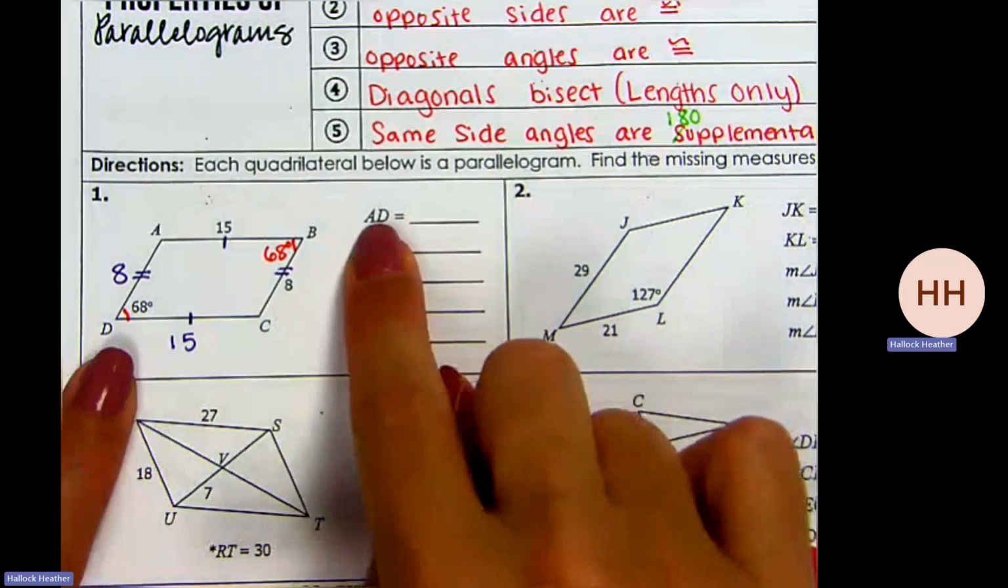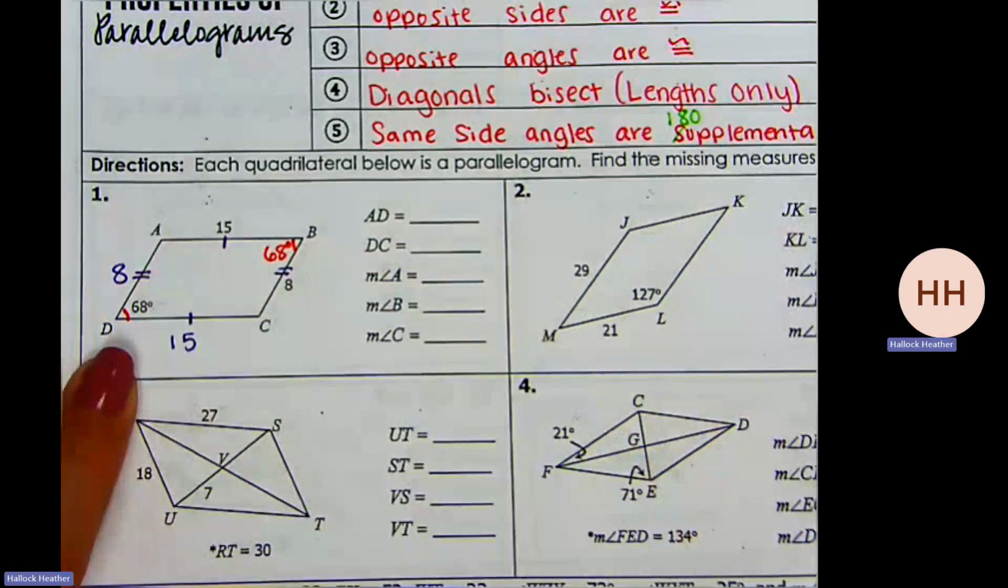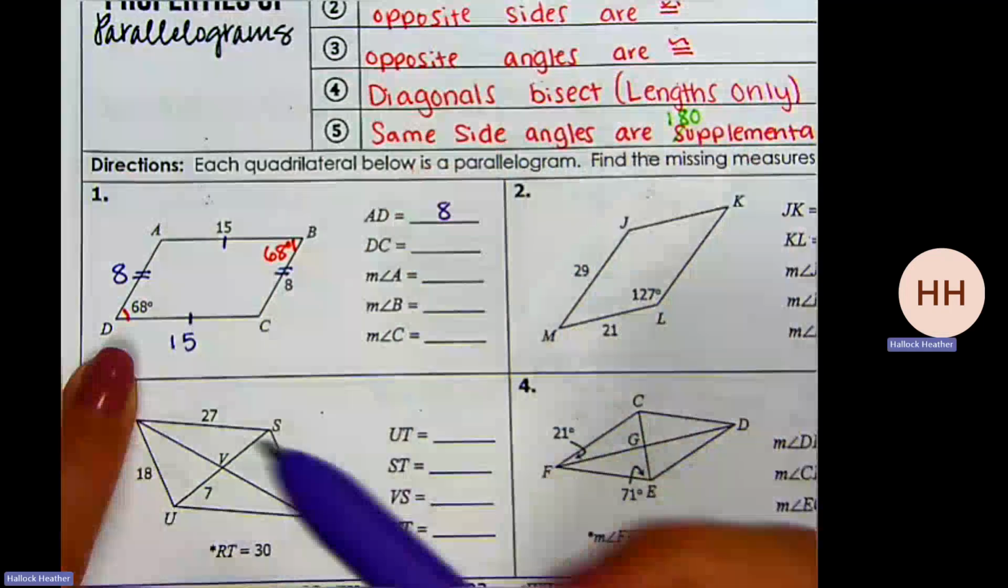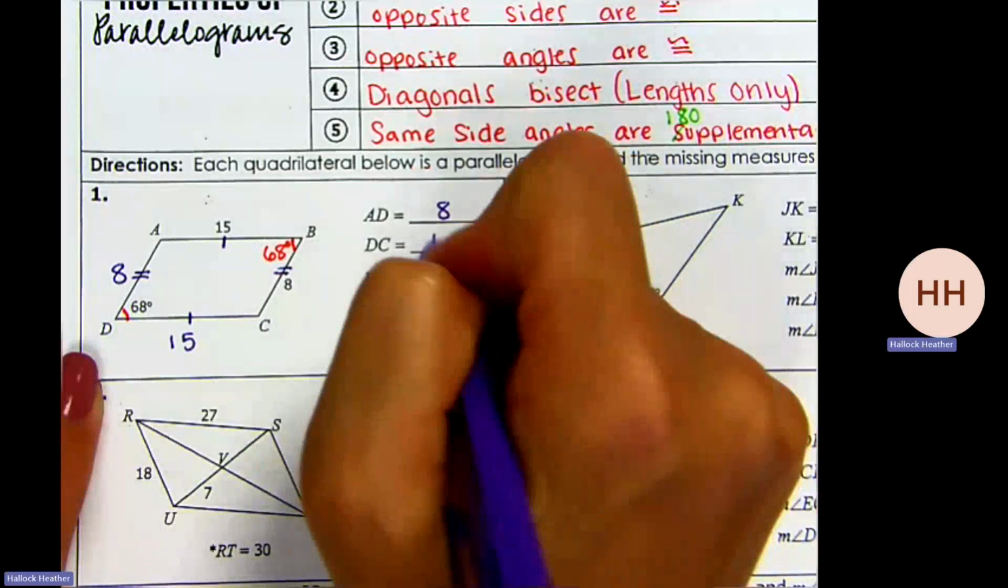So I know A to D is going to be this length. So this is 8. I know D to C down at the bottom is 15.